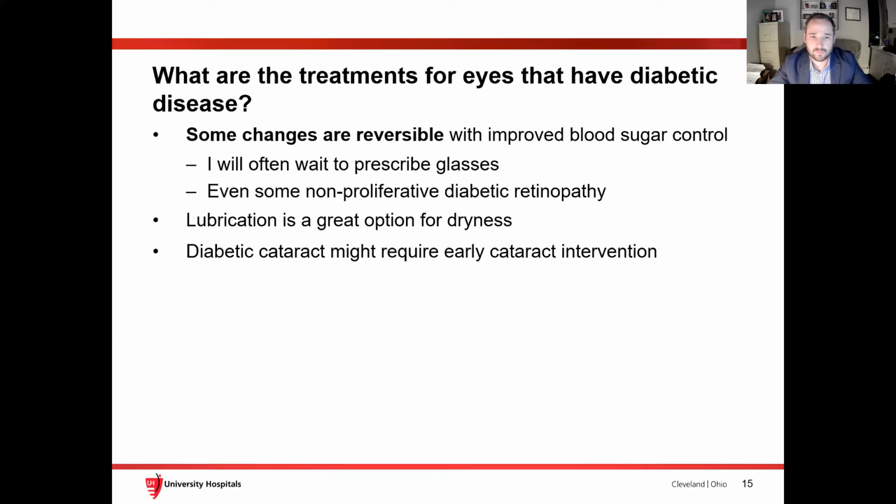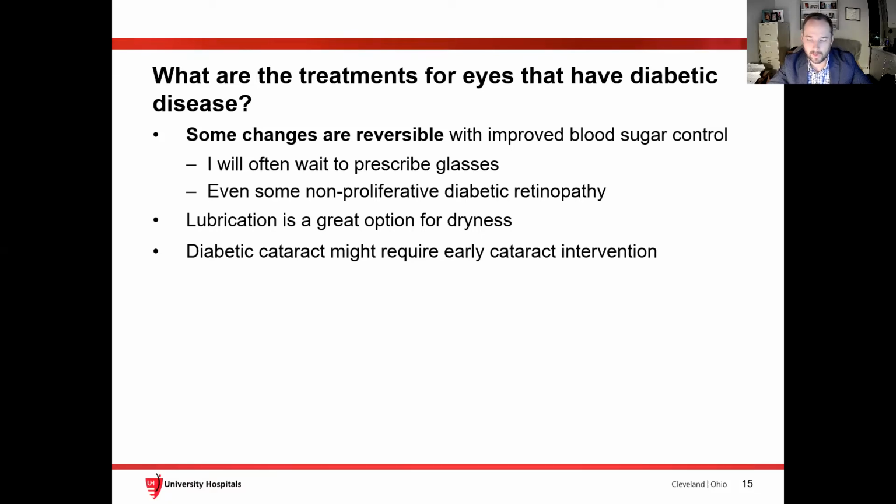Fortunately, some of these changes in the eye are reversible without doing any treatment. All you need to do is just take better care of your blood sugars. I have a lot of folks that'll come into the office and they'll tell me, got diagnosed with diabetes a couple months ago, and my vision's been really blurry since.